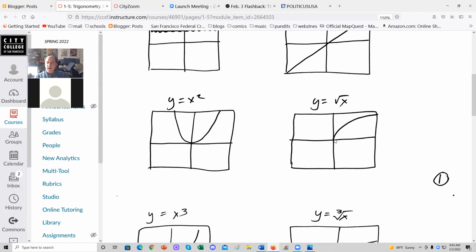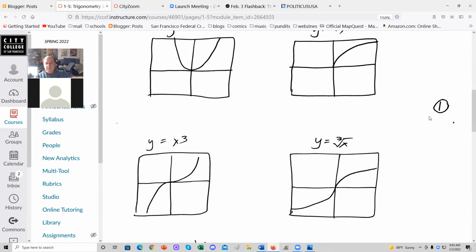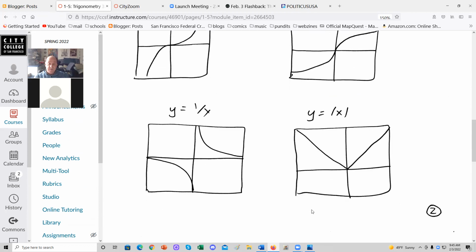Y equals square root of x looks like the upper half of a parabola on its side. If you look at the bottom half, that would make a parabola like this on its side. Y equals x cubed has an n-shaped graph like this. Y equals cube root of x has an S-shaped graph, which is formed by taking this graph and flipping it through the diagonal. That's a special case of what are called inverse functions, which we'll be covering later.